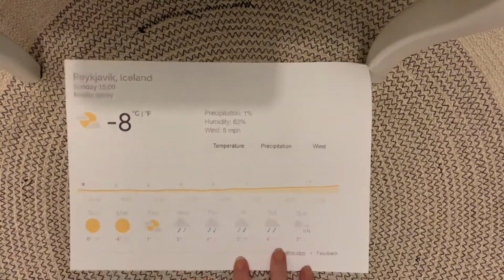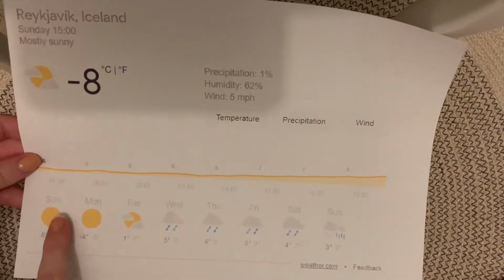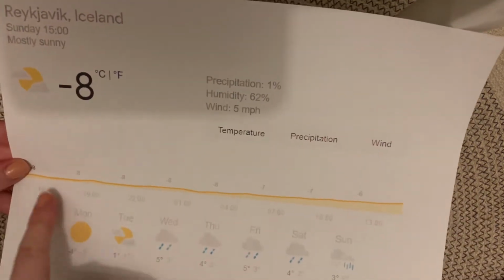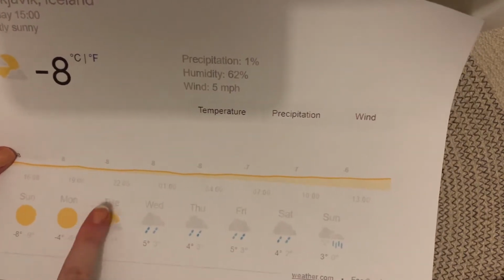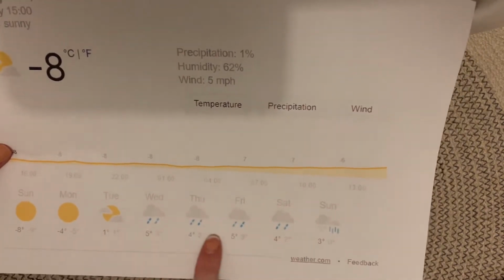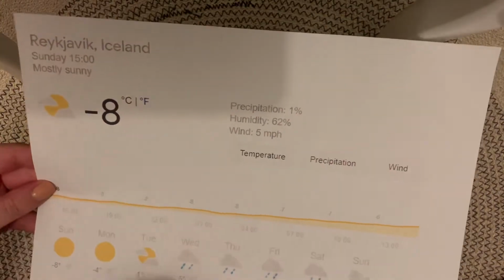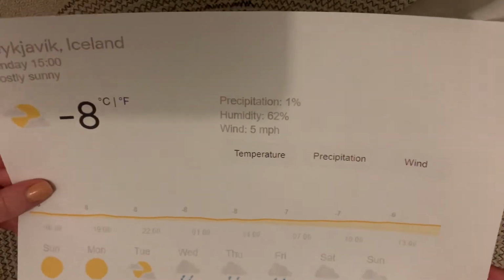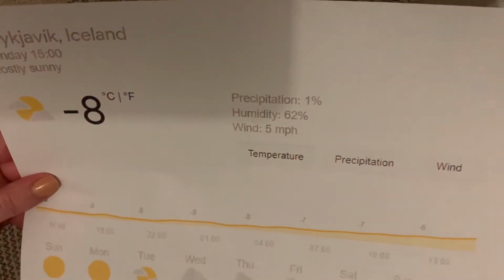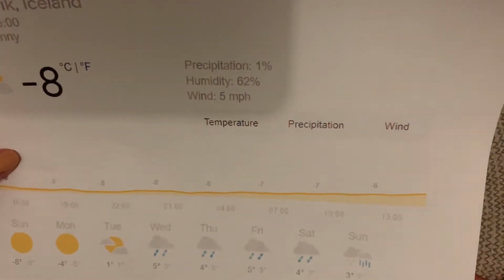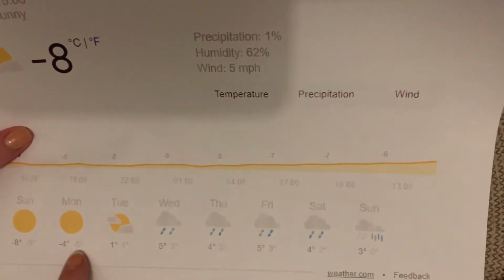So this is our weather report for Iceland. This is over a week, and here it says from Sunday, so that's yesterday. Okay, so this Monday's today. So this is what the weather is going to be like this week in Iceland. Okay, so Reykjavik, which is the capital. Now it says today it is -8, which is very, very cold. Okay, so on Monday today we have some sun, but it's -4.